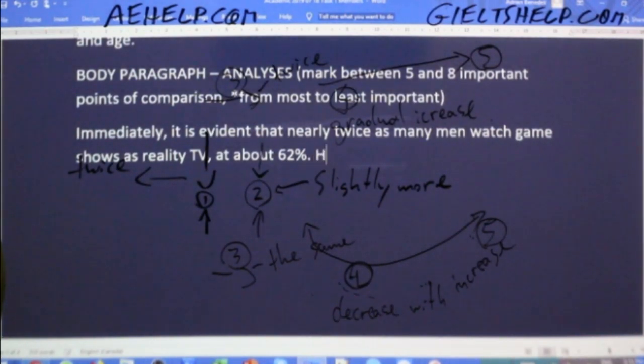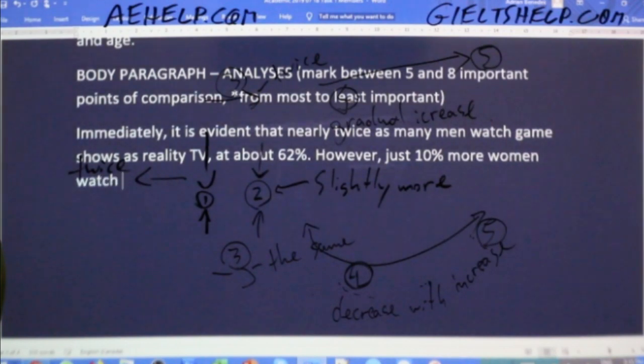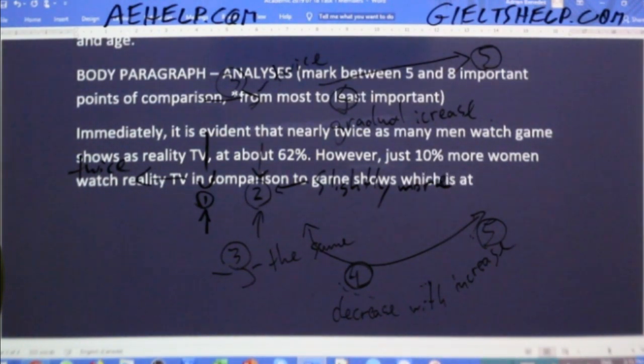However, just 10% more women watch reality TV in comparison to game shows, which is at 60% viewership.